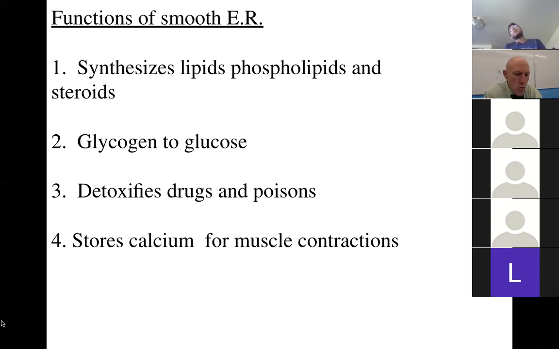You would need to remember, smooth ER detoxifies drugs. So I give him the drug, and the body's response is to make more smooth ER. What might happen? Resistance. There's going to be a resistance. There's going to be tolerance.